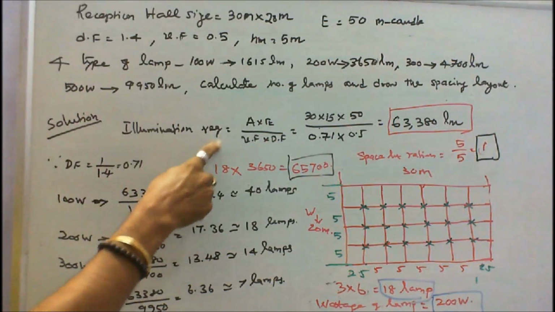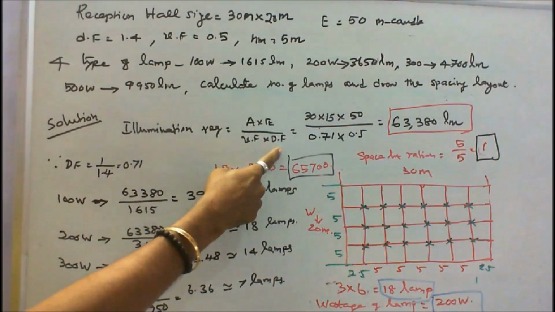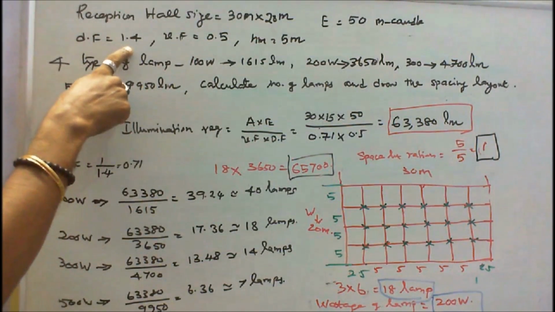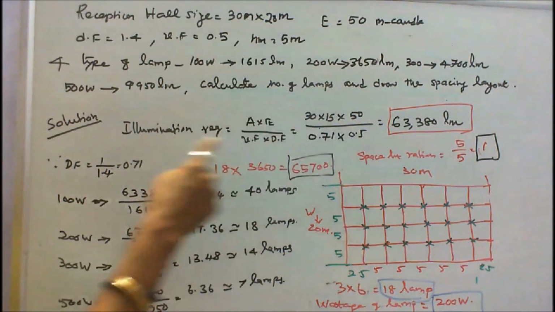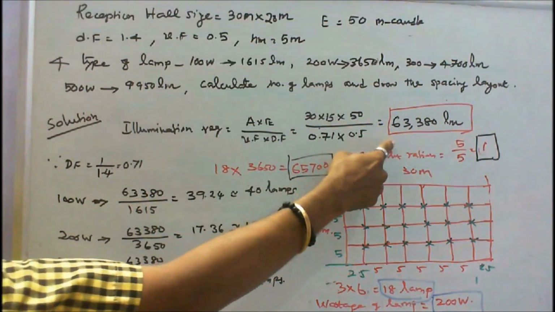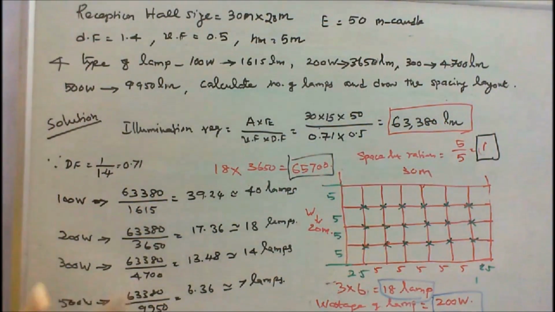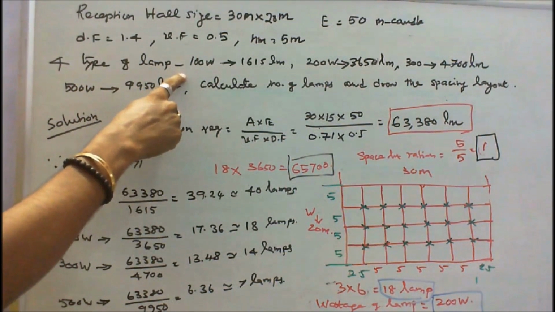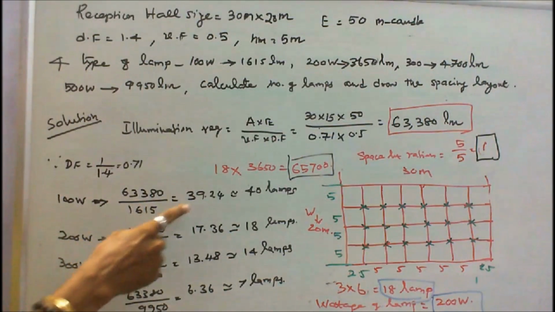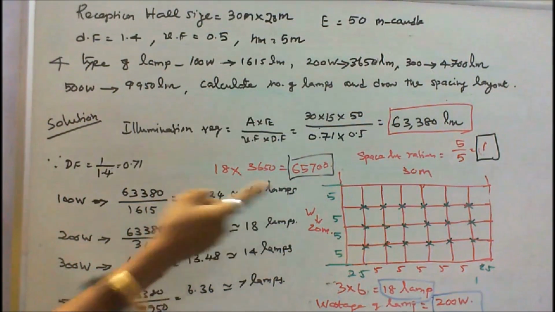Illumination required is equal to A into E divided by utilization factor into depreciation factor. Here the depreciation factor value is 1.4. Since it is 1.4, 1 by 1.4 is equal to 0.71. Substituting all the values, I get illumination required is equal to 63,380 lumens. Now I can easily find how many lamps I require. For 100 watts I need 40 lamps, 200 watts 18 lamps, 300 watts 14 lamps, 500 watts I need 7. That is simple: total lumens required divided by lumen output of a lamp. For 100 watts, that is 1650, it is equal to 39.24. I choose 40 lamps.